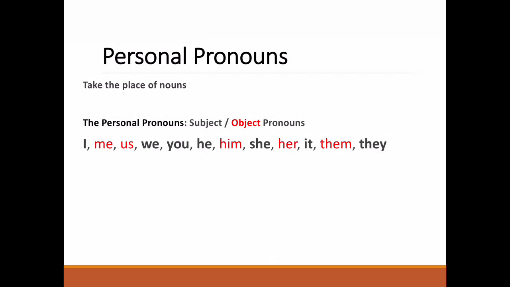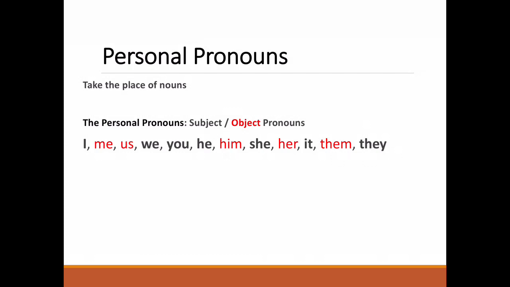We, you, and he are subject pronouns. Him is an object pronoun. She is a subject, her is an object. It is a subject, them is an object, and they is a subject.